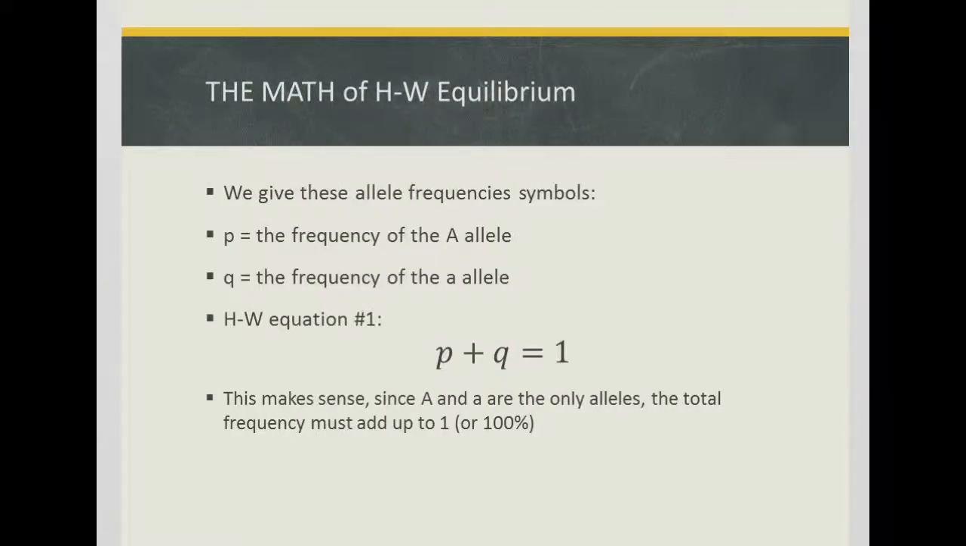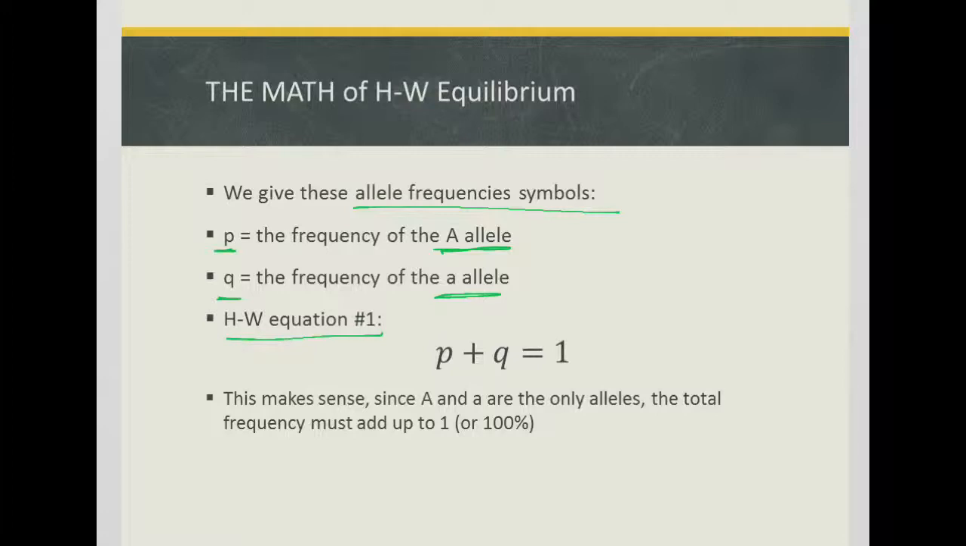We can give these allele frequencies symbols. Lowercase p, and capital and lowercase matter, lowercase p is the frequency of the dominant allele, and lowercase q is the frequency of the recessive allele. A lot of kids mess those up, so make sure you know p is dominant, q is recessive. The first of 2 main equations for Hardy-Weinberg equilibrium is p plus q equals 1.